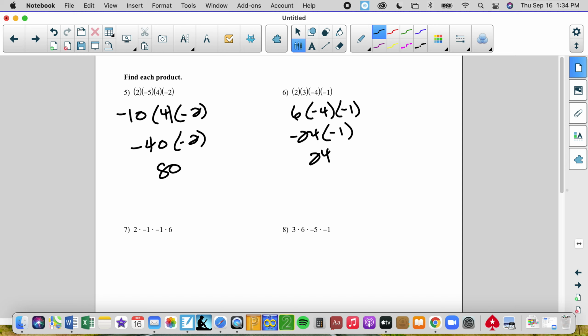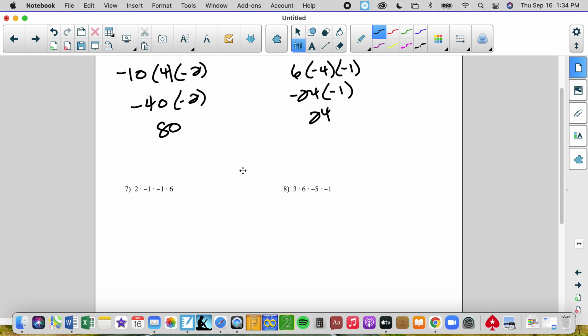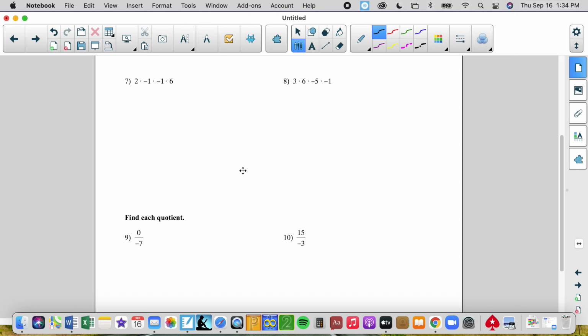Because everything is multiplication. That was not good. I don't know why that didn't move. Let's see if it'll move now. There we go.